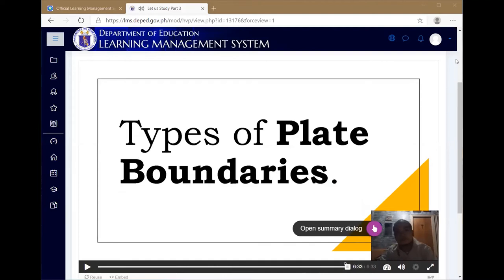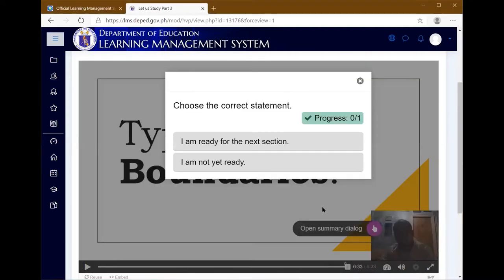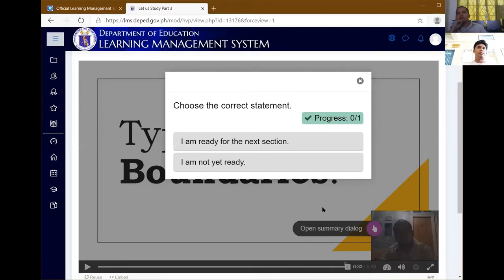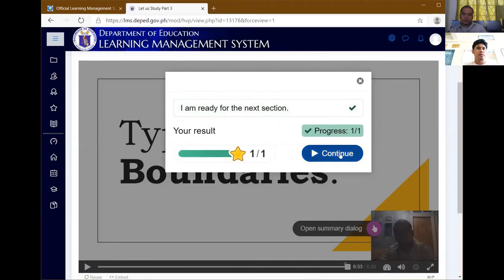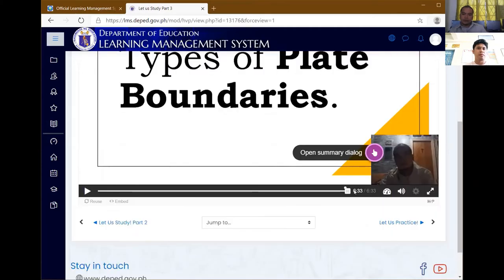Okay, now you can open the summary dialogue. Okay, so we have here, are you ready for the next section? Did you understand the lesson or the presentation? Yes, sir. Okay, very good. You'll find out if you have learned something from the presentation by proceeding to the next lesson. Just roll the mouse below and click the Let Us Practice.